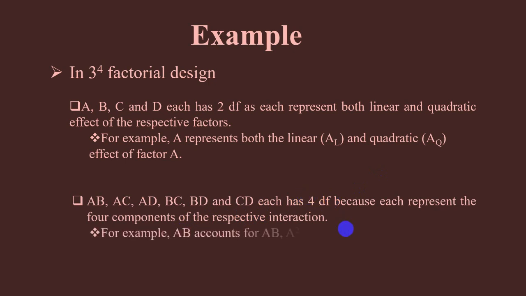For example, AB accounts for AB, A square B, AB square and A square B square. So AB is generally representing these four interactions which are components of interaction AB. This AB is the interaction between A and B where both A and B are contributing linearly. A square B is the interaction where A is contributing quadratically but B is contributing linearly. AB square, A is contributing linearly, B is contributing quadratically, and A square B square, both contributing quadratically.